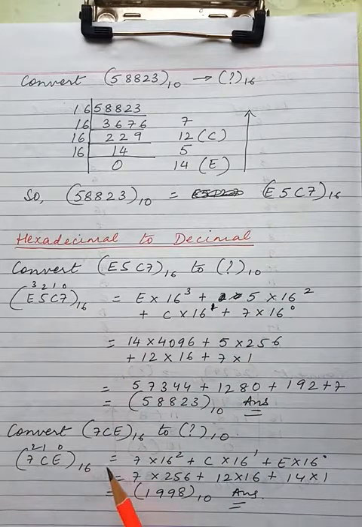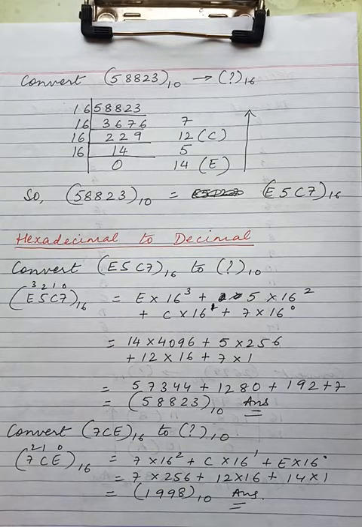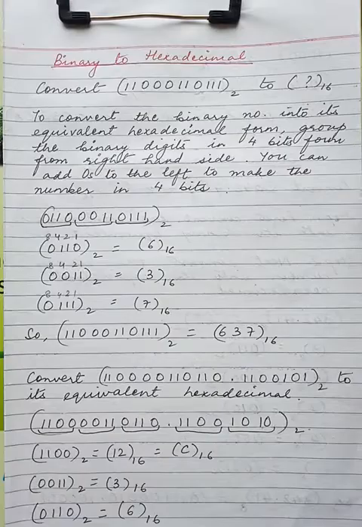Take another example, a very simple one. 7CE base 16 to base 10. Again, write the significant digits and calculate it and you get the answer as 1998 base 10. Next conversion, children, is from binary to hexadecimal.